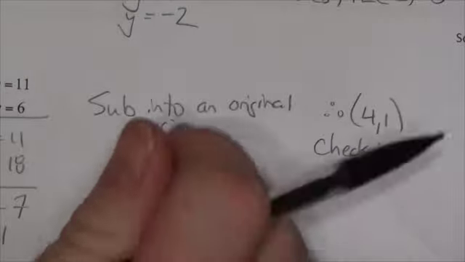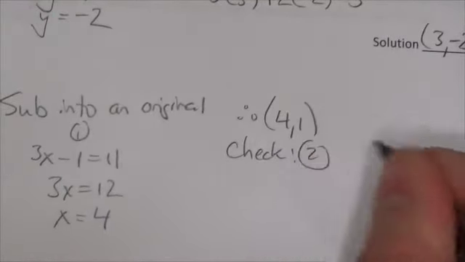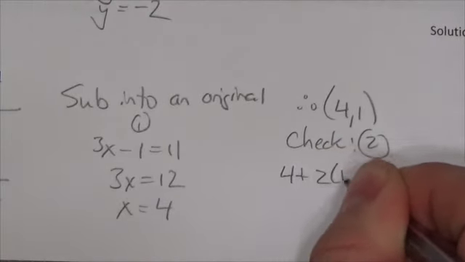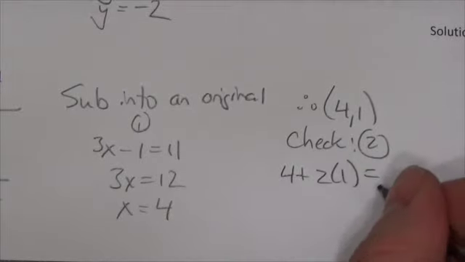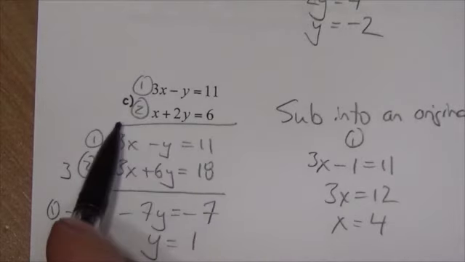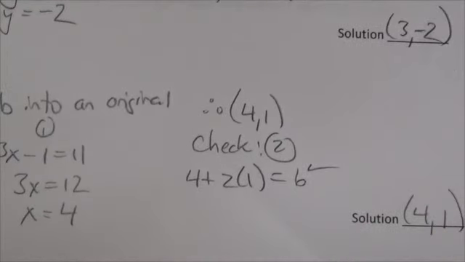We used equation 1 to get my result there, so we're going to check this in equation 2. And so that tells us 4 plus 2 times 1. Let's just think about this. 2 times 1 is just 2, so 4 plus 2 is 6. And compare that to the original equation 2, and that's exactly what we were expecting to get. So that is the correct solution.